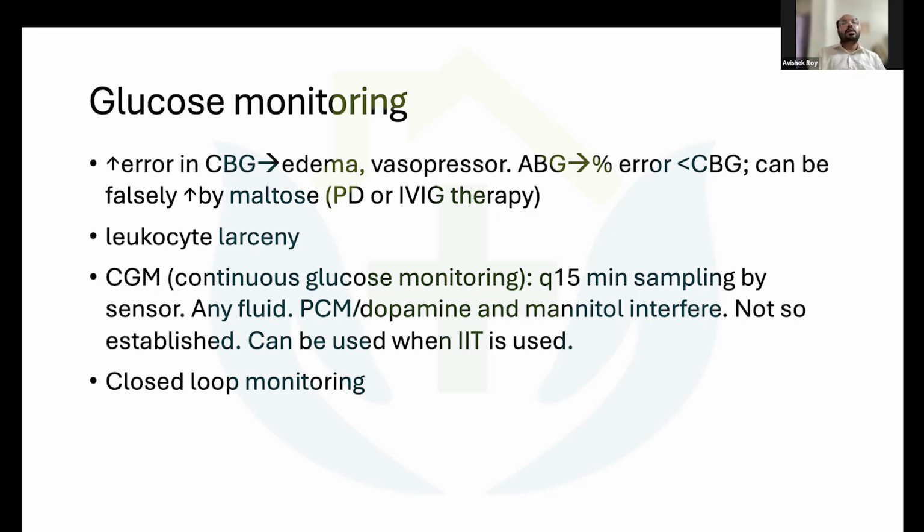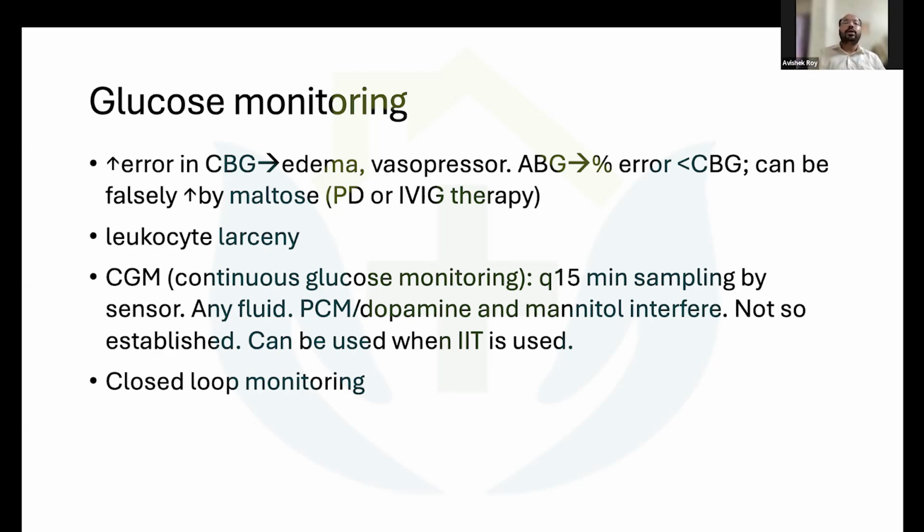And that's why checking the blood sugar by arterial or venous blood sampling is always preferable. Between a VBG and ABG, there is not much of a difference. You can check either the VBG or the ABG. What I mean by ABG and VBG is not particularly blood gas analysis. You can take a sample from the arterial line and check it in the glucometer. That is also acceptable.